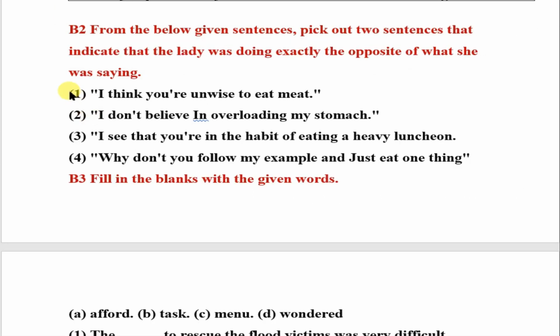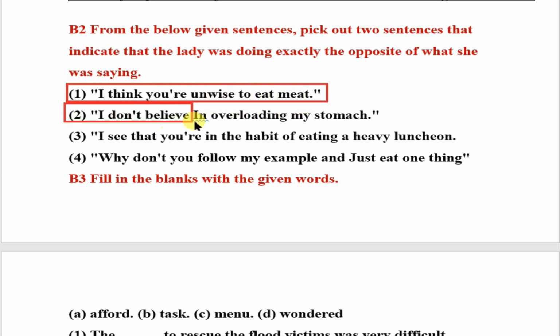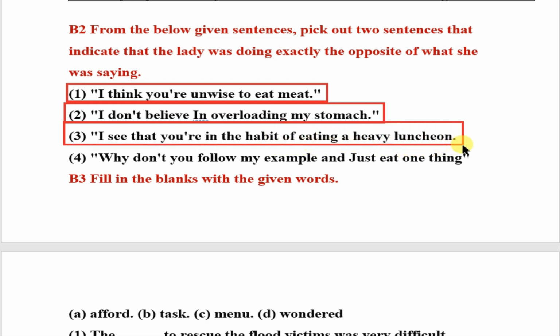And the sentences are 1, I think you are unwise to eat meat. 2, I don't believe in overloading my stomach. Third one, I see that you are in the habit of eating a heavy lunch. And fourth one, why don't you follow my example and just eat one thing?